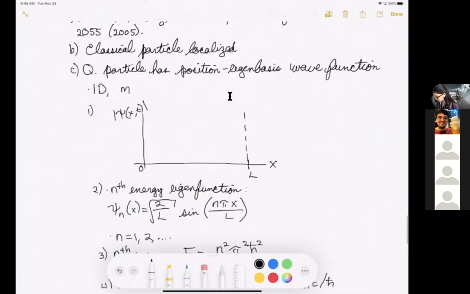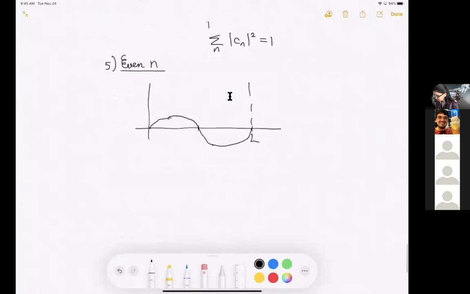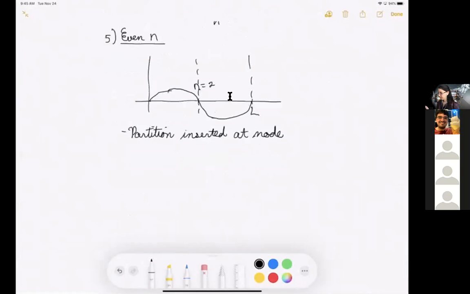So let me take away my absolute value sign here. We are going to insert the partition at a node. The particle has a probability of 0 of being there, because this, again, is a node. So the insertion costs no work.